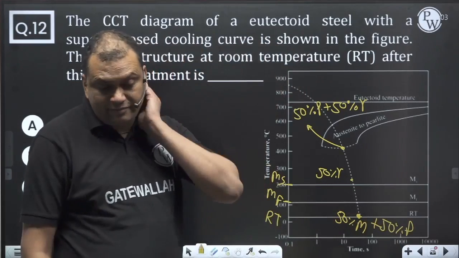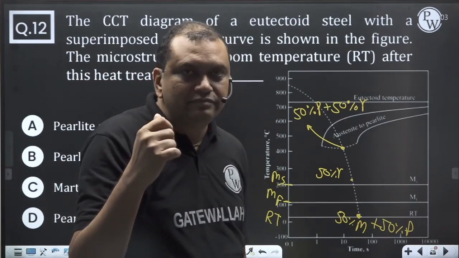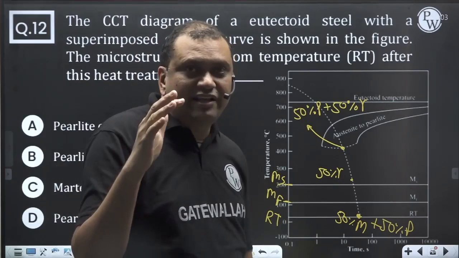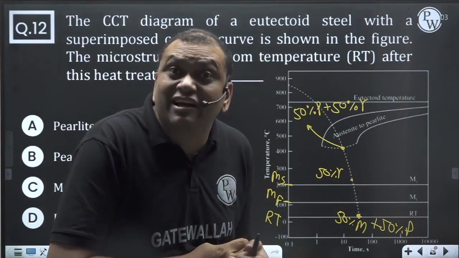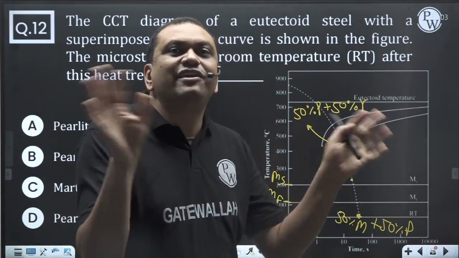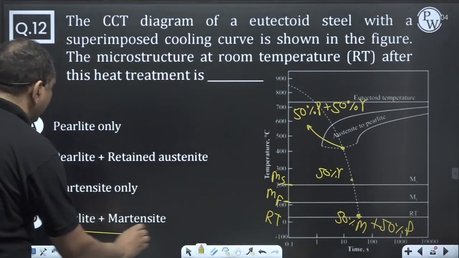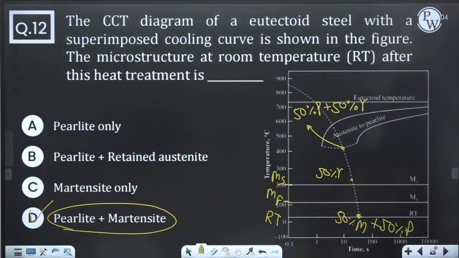Because in the TTT diagram, you know what the thumb rule is? Once austenite converts into some other microstructure, it never reconverts again. So it's 50% martensite and 50% pearlite. Answer is D. D for Delhi.